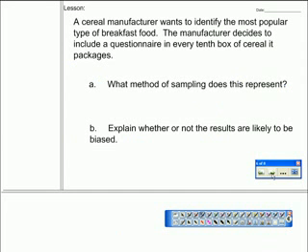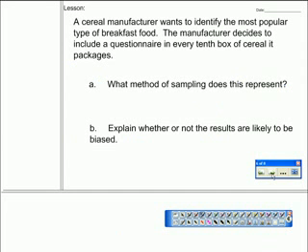A cereal manufacturer wants to identify the most popular type of breakfast food. Okay, let's just take a wild guess. What do you suppose the cereal manufacturer wants to hear is the most popular type of breakfast food? Well, first of all, cereal, right? Preferably the kind of cereal they make. They don't want to hear pancakes or eggs or any of that stuff. The manufacturer decides to include a questionnaire in every 10th box of cereal it packages. What method of sampling does this represent?